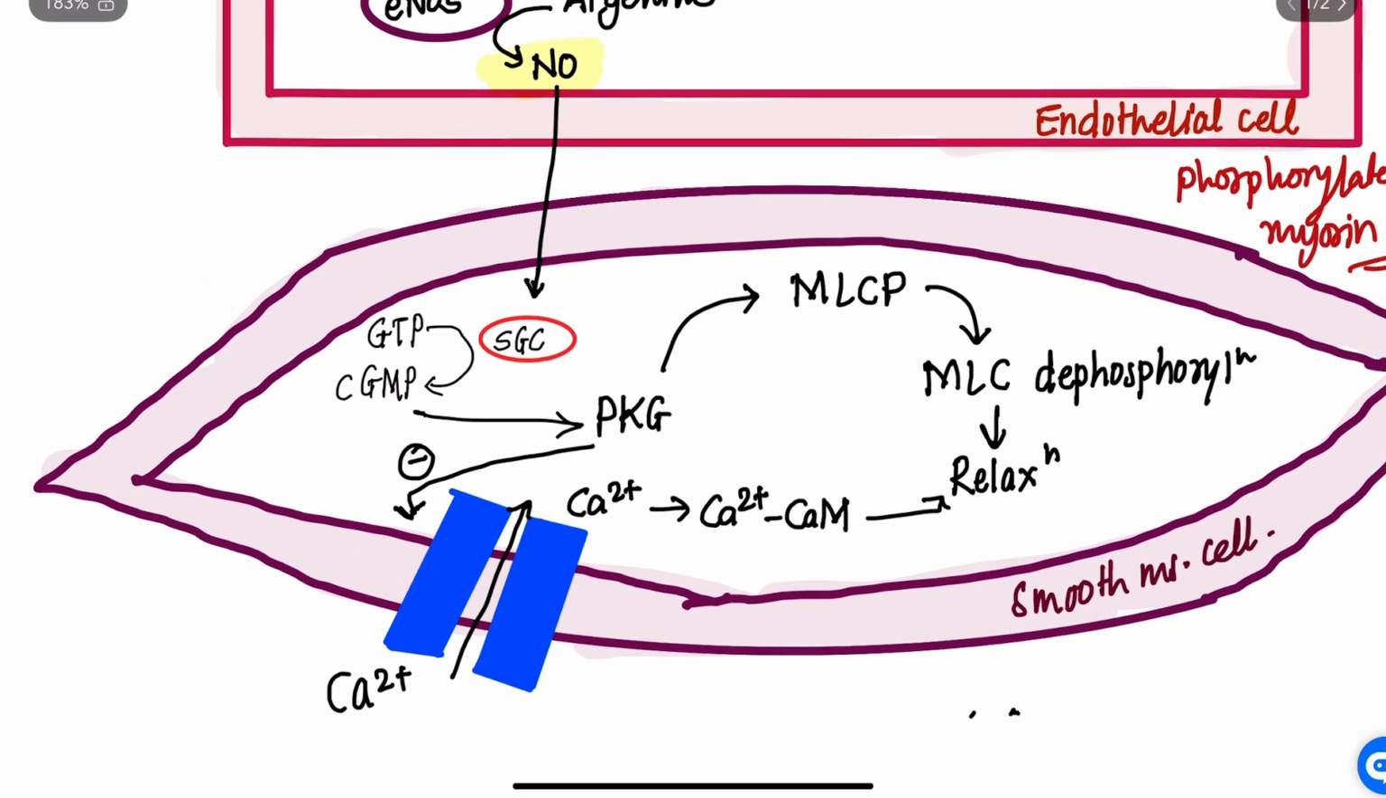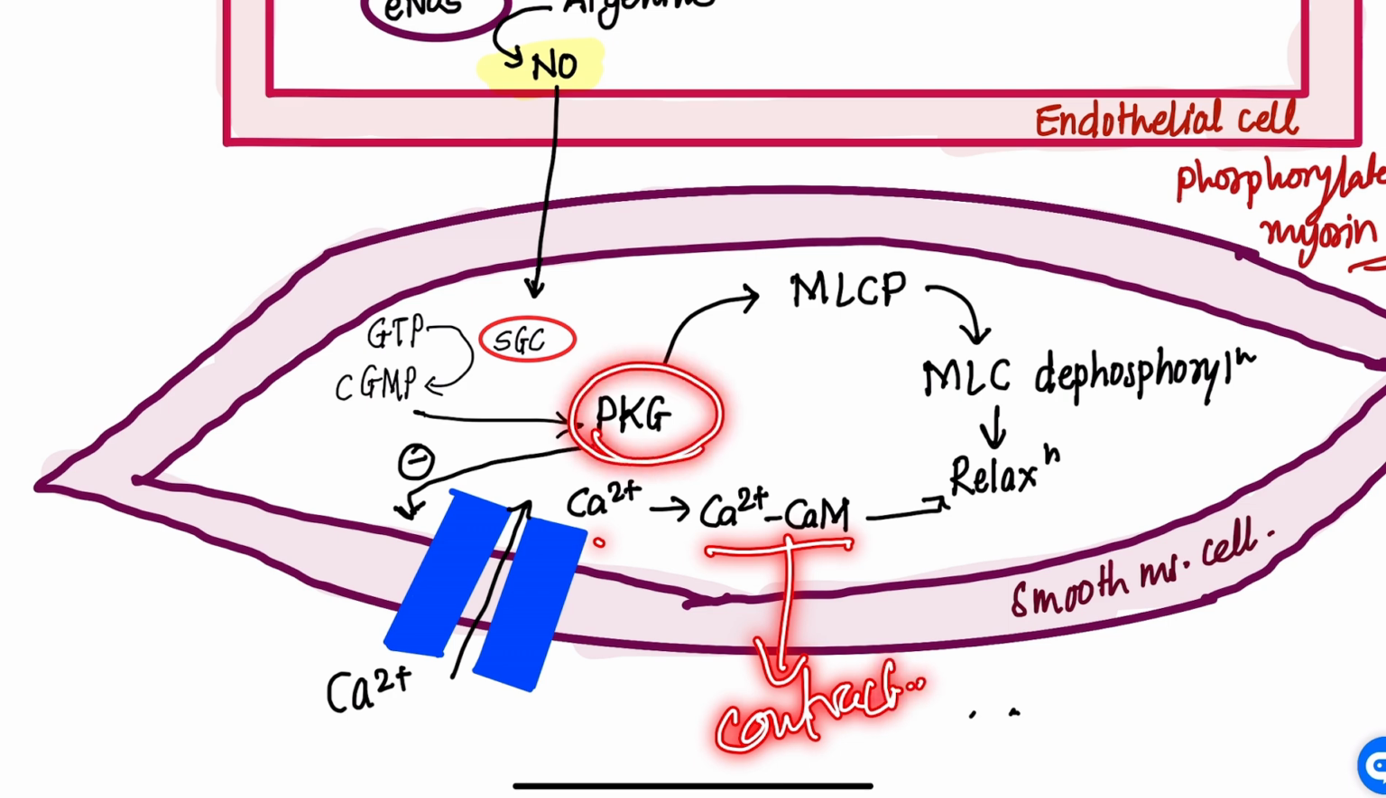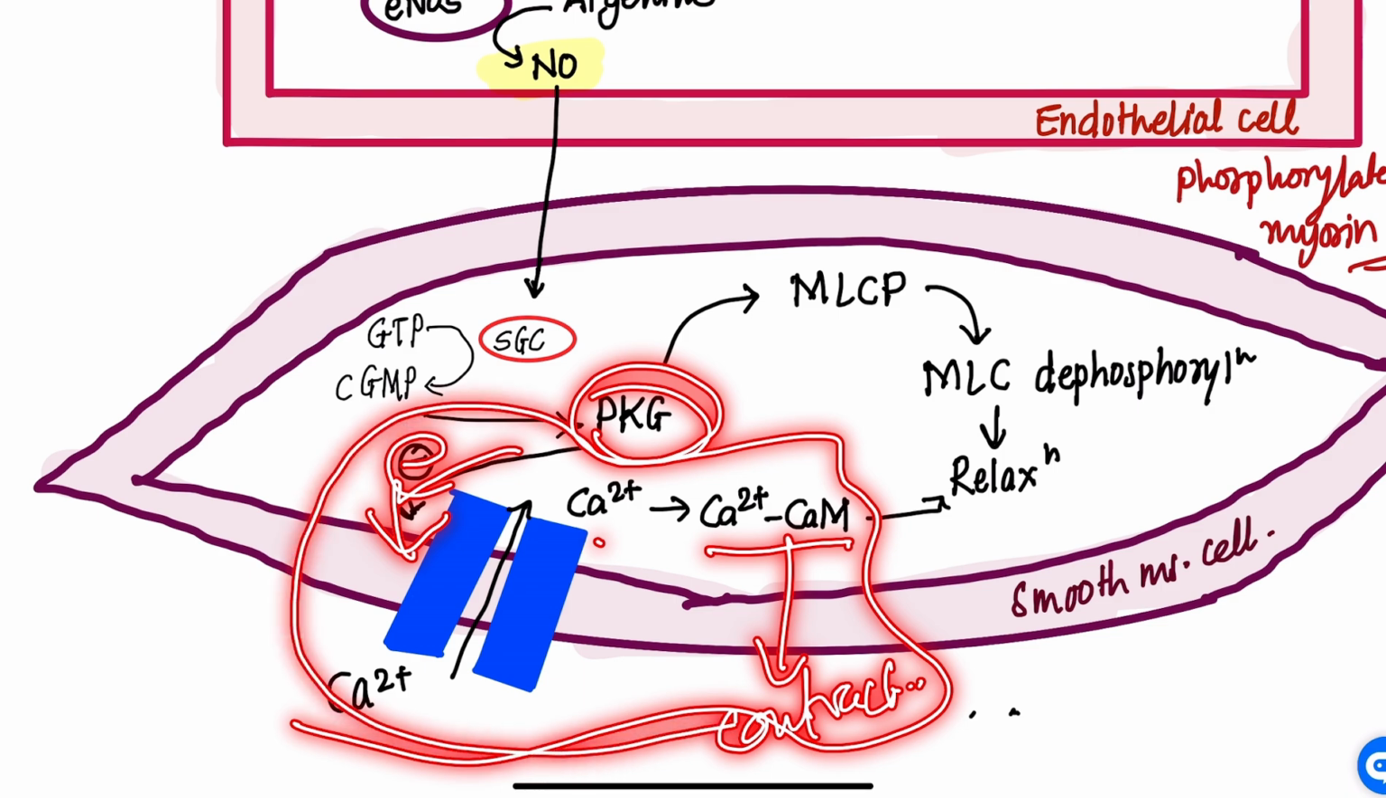Apart from that, this protein kinase G also inhibits calcium membrane channels. So what happens when there is no inhibition? Calcium from the periphery enters through these membrane channels inside the cell and forms the calcium calmodulin complex, which results in the contraction of the cell. But now, because there is inhibition of this whole system, there is relaxation.